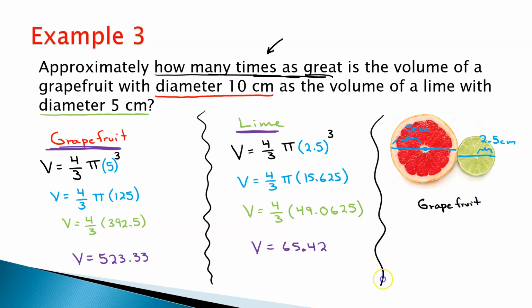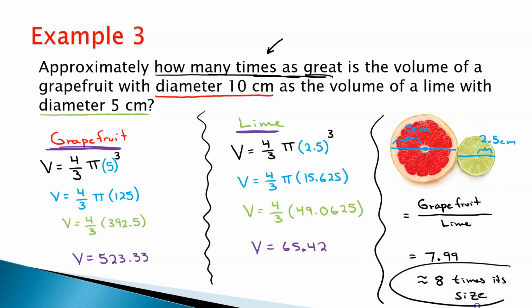Okay, see if I can break this up even more. Grapefruit divided by the lime. That will tell me how many times bigger it's going to be. So what is that? 523.33 divided by 65.42? That gives me 7.995, and it goes on for a while, so we can actually round that to 8. It's almost 8 times its size. Okay, so that'll be our final answer.